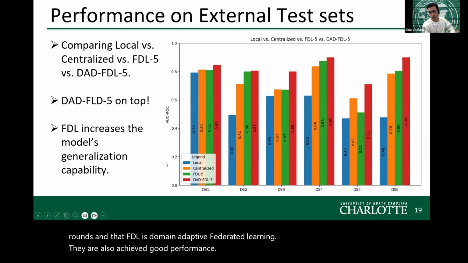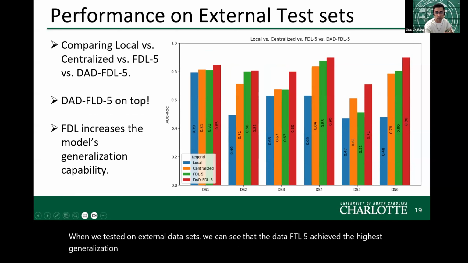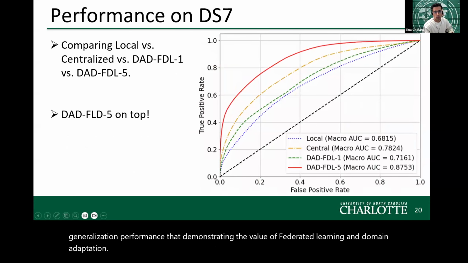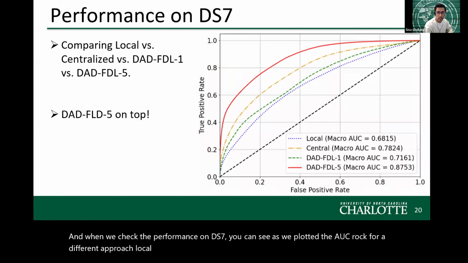When we tested on external data sets, we can see that the DA FDL5 achieved the highest generalization performance, demonstrating the value of federated learning and domain adaptation. And when we check the performance on DS7, as we plotted the AUC-ROC for the different approaches, local, central, and domain adaptive federated learning, you can see again that FDL5 achieved the highest performance.